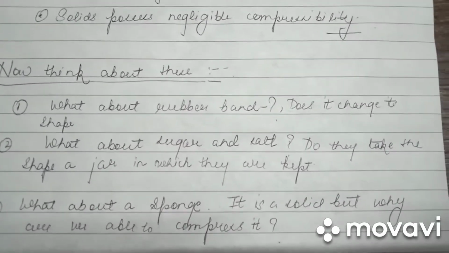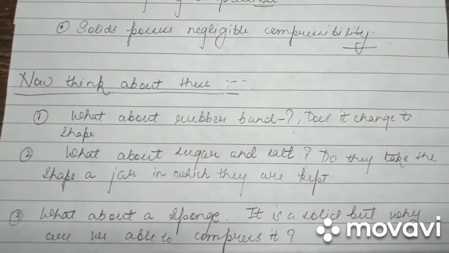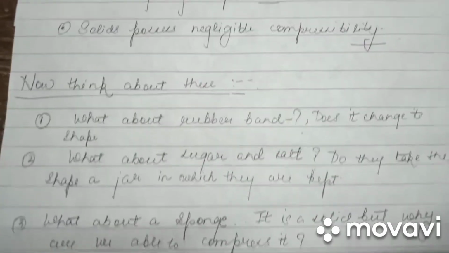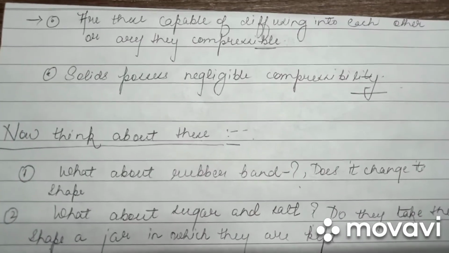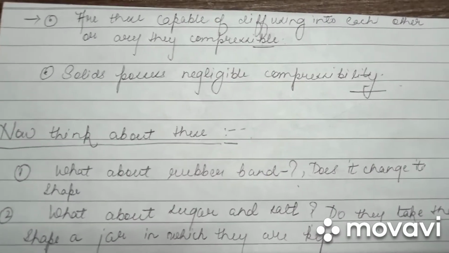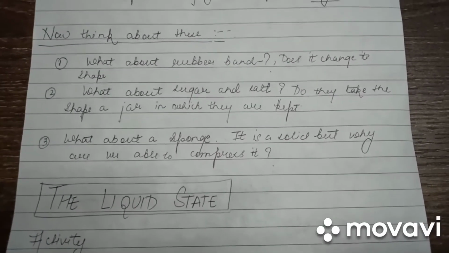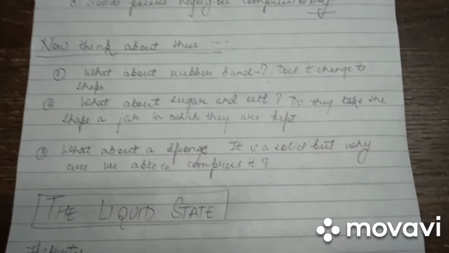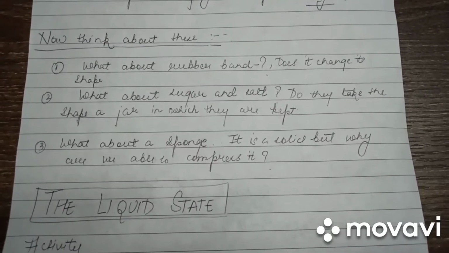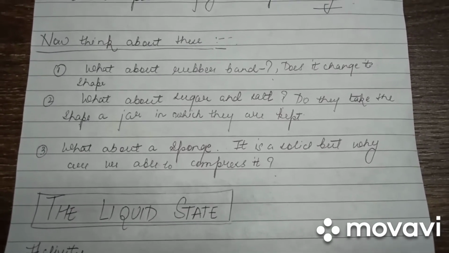What about a sponge? It is a solid, but why are we able to compress it? We all know what a sponge is, and we are able to compress it very easily. But still, it is categorized among solids. So, what exactly happens here? A sponge has minute holes in it, in which air is trapped. As soon as we apply force to compress the sponge, the air is expelled out of these air pores, as a result of which the sponge undergoes compression.